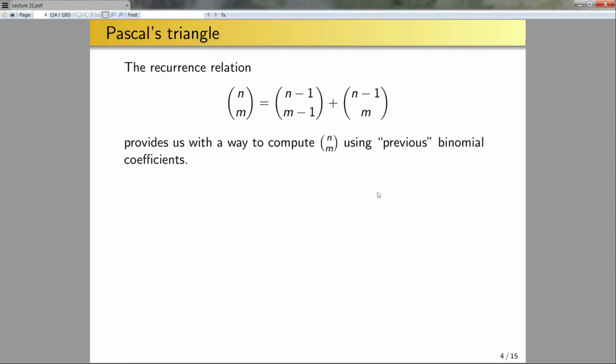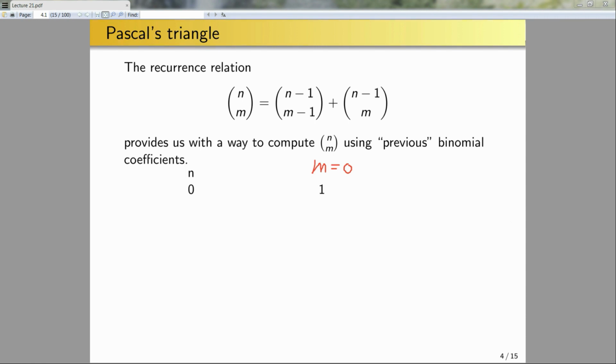Okay, so this recurrence relation, as I said before, gives me a way to compute n choose m using the, quote, previous binomial coefficients. By previous here, I mean I'm using n minus 1, so it's previous in that sense. So how would I build an algorithm to do this? Well, first, if n is equal to 0 and m is equal to 0, then n choose m would simply be 1. So this would be my base case for this algorithm.